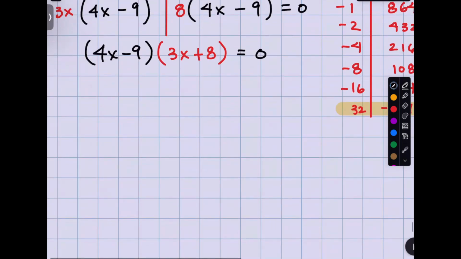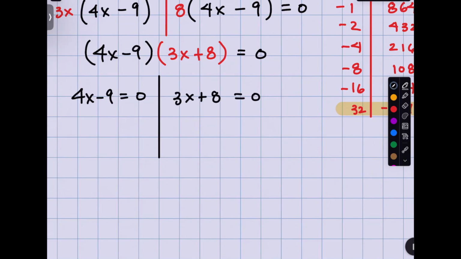We say, okay, so that means 4x minus 9 could be 0, and 3x plus 8 could be 0. Right? Because if it's 0 times anything, it'd be 0, or anything times 0 will be 0, or 0 times 0 equals 0. So we take each factor and set it equal to 0, and then we solve.